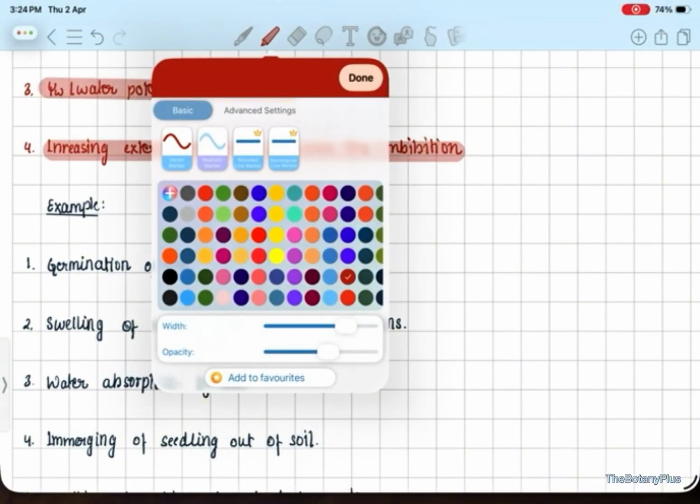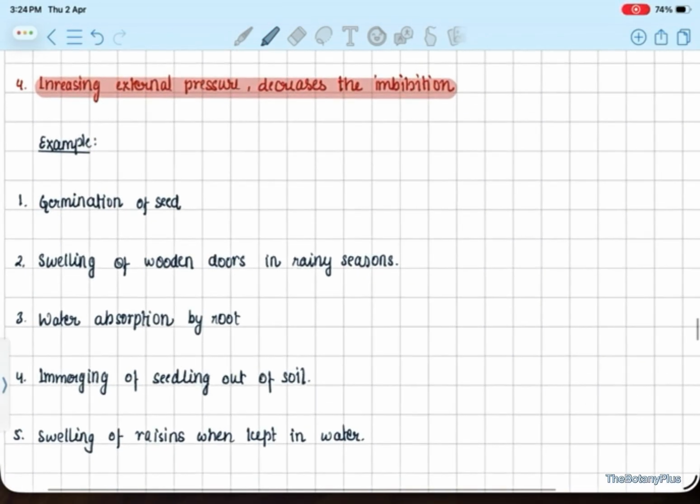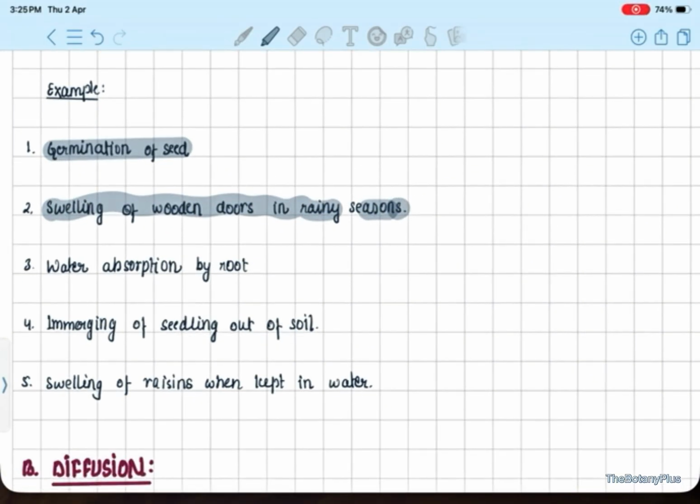Now let's learn a few examples of imbibition. The first example is germination of the seed. When we put a seed in moist soil, the water gets absorbed around the testa, which helps it to swell and rupture. Then seed germination occurs. Now I have just told you about the swelling of wood and doors during the rainy season. That's imbibition. The third one is water absorption by the root.